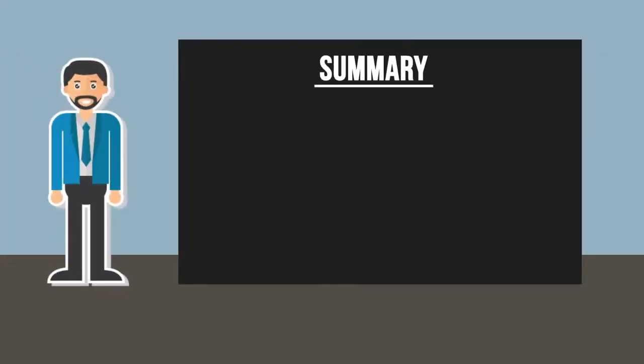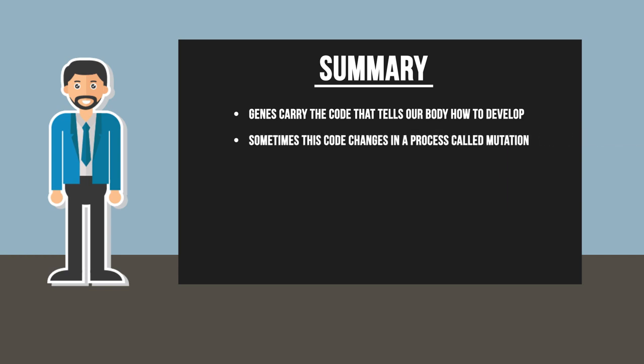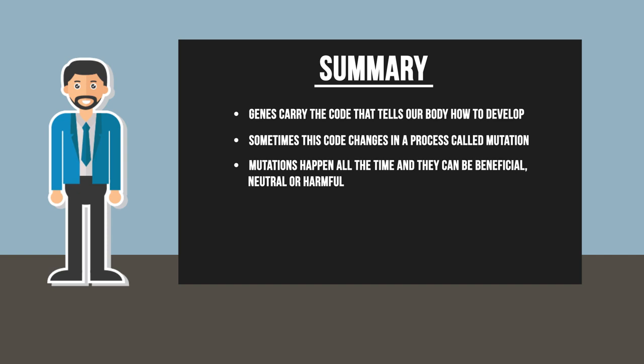In this video you have learned that genes carry the code which tells our bodies how to develop, and that sometimes this code changes, and this process is called mutation. Mutations happen all the time. They can be beneficial, neutral, or harmful in their effects. Over time and as a result of ongoing mutations, species evolve and change through natural selection.